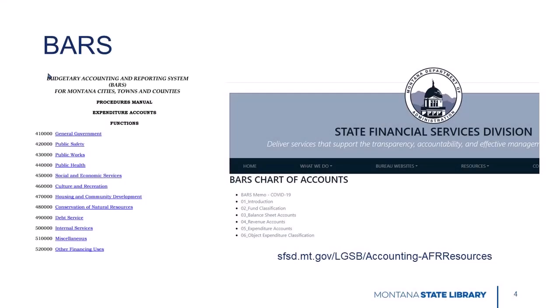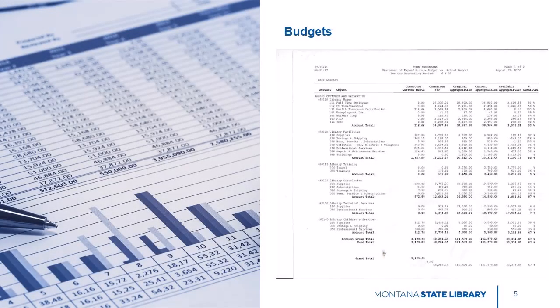Montana's counties, cities, and towns typically use the Budgetary Accounting and Reporting System, or BARS, as the framework for reporting revenue and expenses. More information on this system can be found in the Reading Financial Reports video.